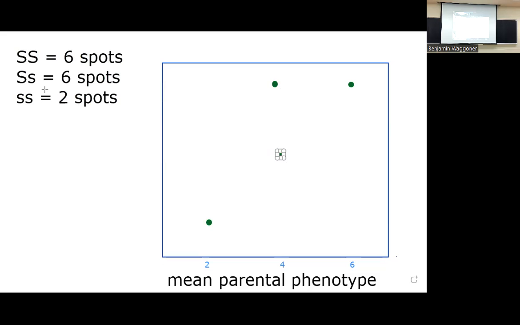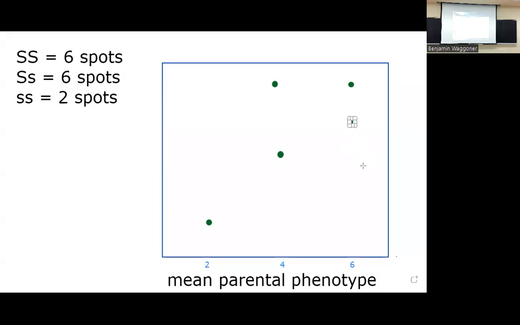Let me see, if I cross two big S, little s together, the mean parental phenotype is 6, but we're going to end up with 3/4 of the offspring with 6 and 1/4 of the offspring with 2. So that's going to be 20 divided by 4, which is actually going to be 5. So we end up with a spot right there.